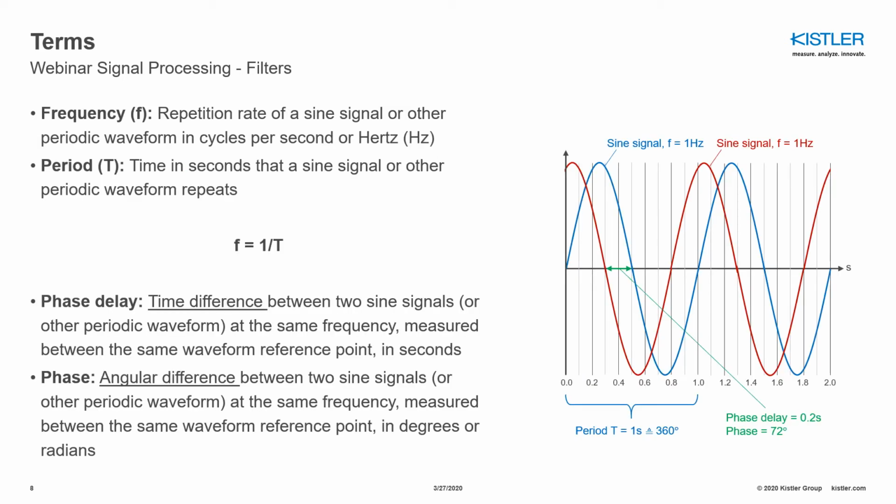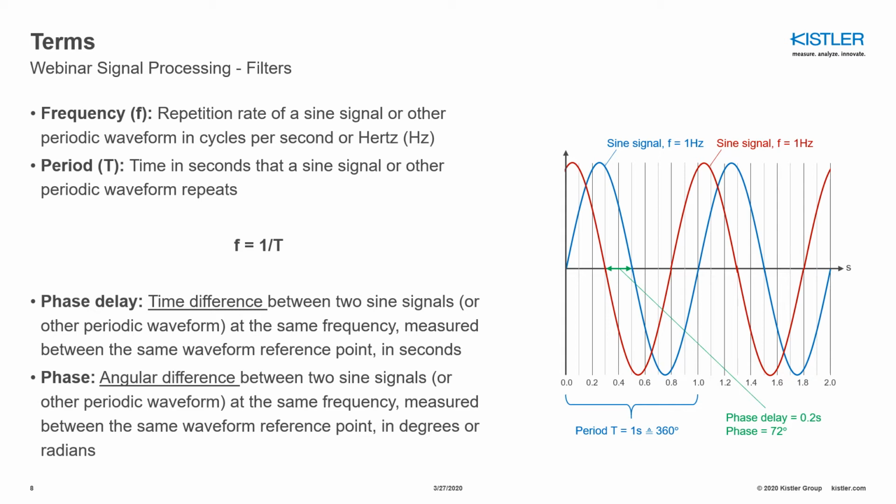Some important terms when we are talking about filters are frequency, period, phase delay, and phase. The frequency f is the repetition rate of a sine signal or other periodic waveform in cycles per second or hertz. So if we have a look onto the graph at the blue sine signal, we can clearly see that this blue sine signal repeats once per second. So that means the frequency of this signal is 1 Hz.